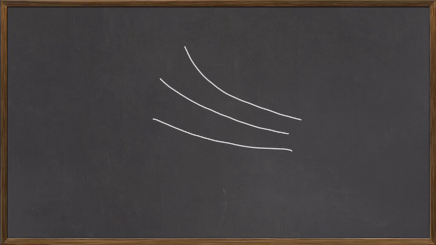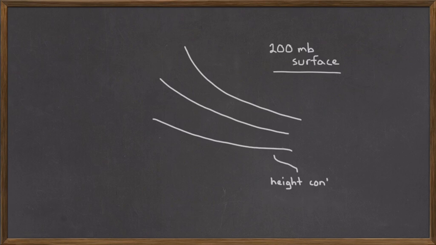Let's go through a couple of examples of this, because it's something we're going to see over and over again as we move forward, so we want it to be second nature here. Let's suppose we're looking at contours on an upper level chart. Let's say it's the 200 millibar upper level chart, just to be concrete. You'll remember that at upper levels, the contours represent the height of that pressure surface. So these are our height contours for the 200 millibar surface.